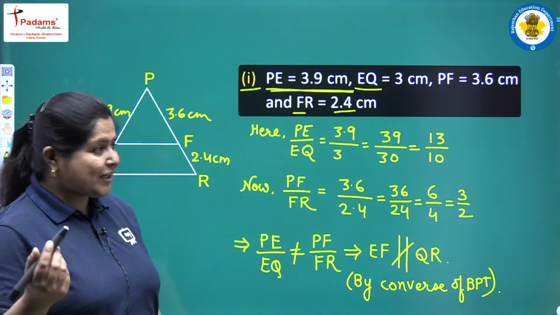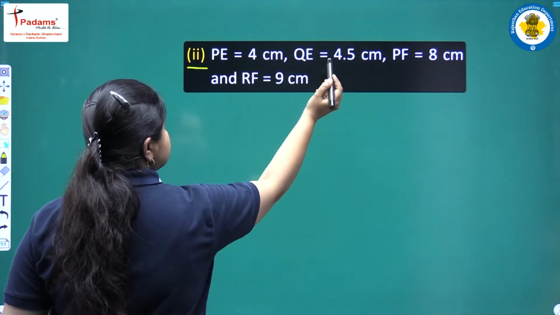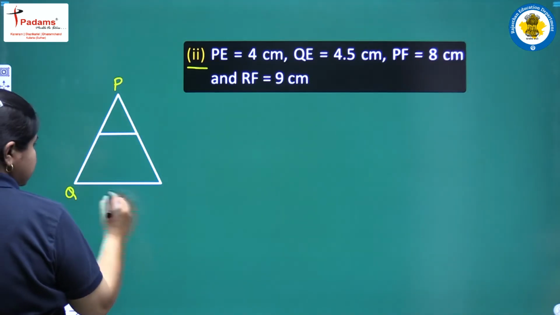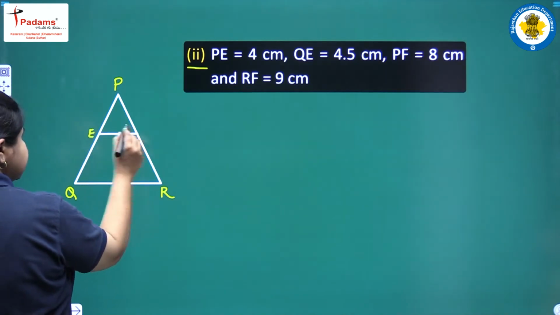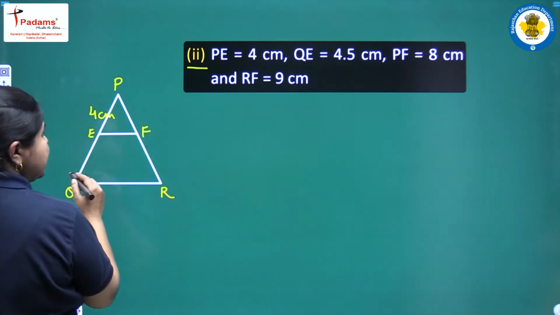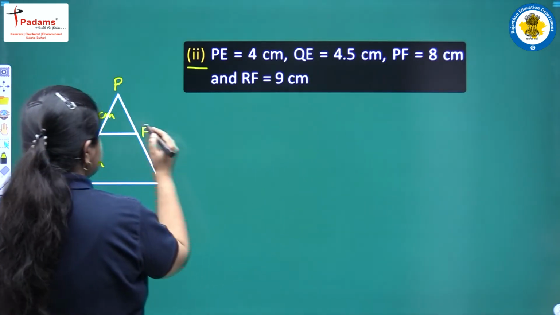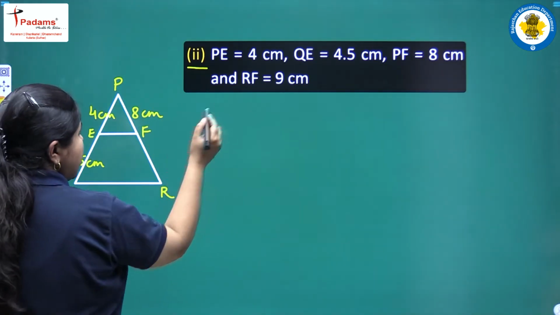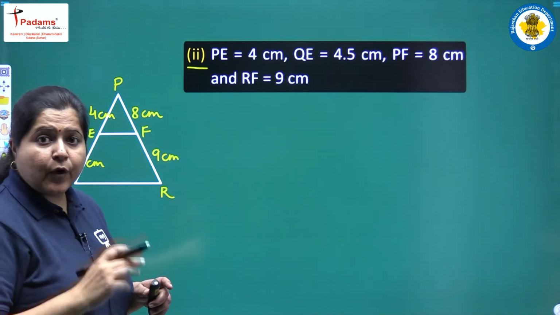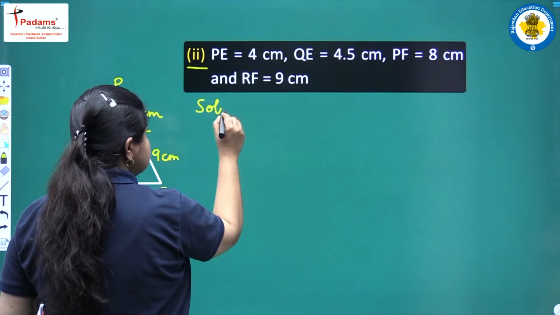Getting it? We take the second part now. Part 2. Here we have been given PE equal to 4, QE equal to 4.5. Then we have these measurements. Let us name this again as PQR. And then we have here E and F. PE is 4 centimeters. Then we have been given QE equal to 4.5 centimeter. Then we have PF 8 centimeters and then RF is 9 centimeters. Now again first of all we will find the ratio PE upon EQ. We begin the solution.